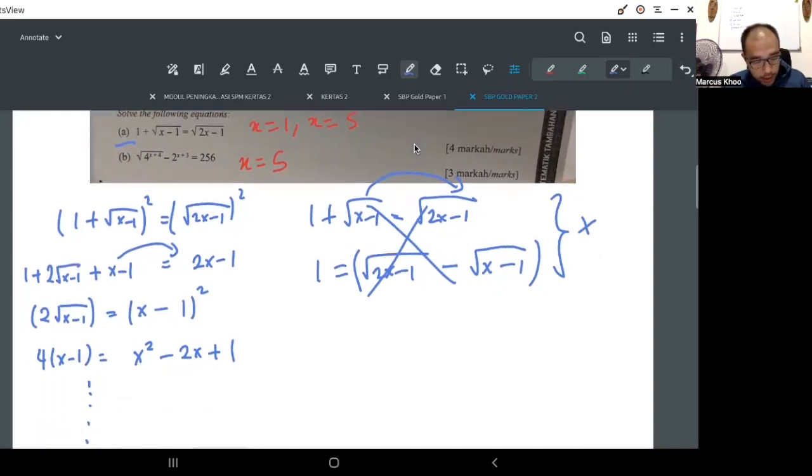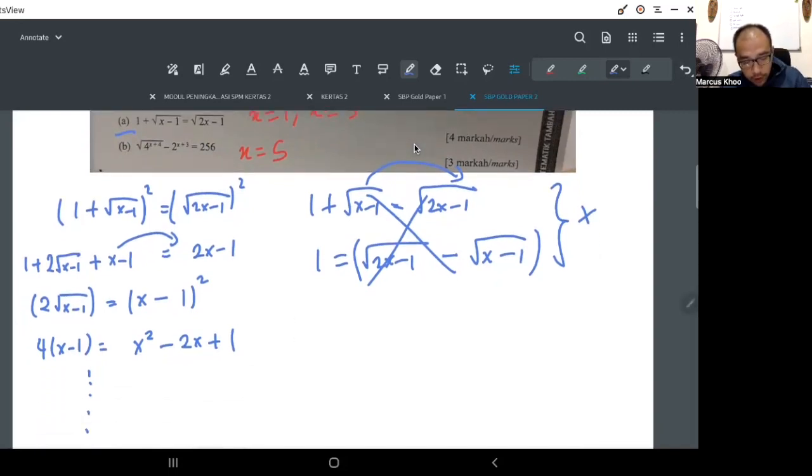Question B. Again, solve the following. Square root of 4x plus 4. Sorry.